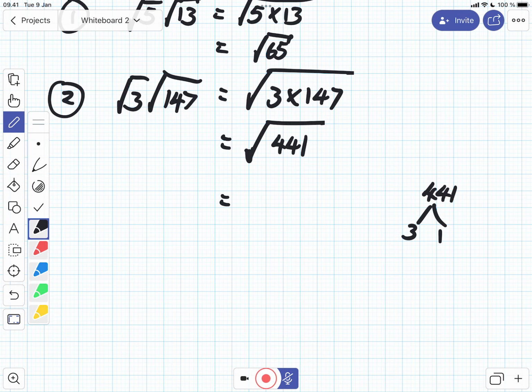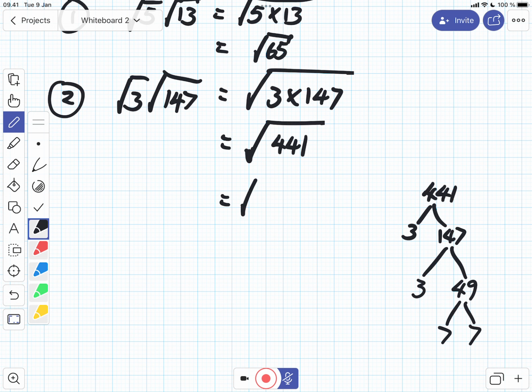So times 147. Now 147 divides by 3. That's 3 times 49. And then 49 is just 7 times 7. So actually 441 is 3 times 3 times 7 times 7.